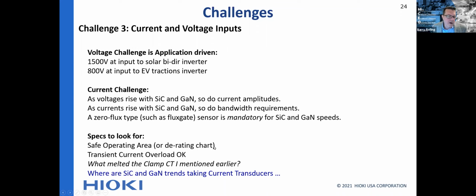So in the next slide, we'll talk about safe operating area and the transient current overload question that we're getting now. I have customers saying, I know this exceeds your rating, but can I do it for 1 minute? Can I do it for 30 seconds? And then I'm going to talk about what heated the customer's clamp up here as well. And then where are the SiC and GaN trends taking current transducers?